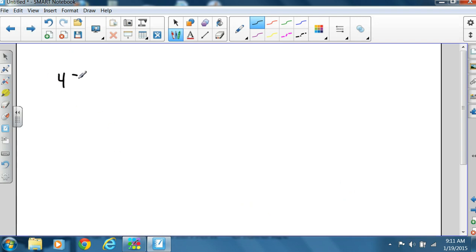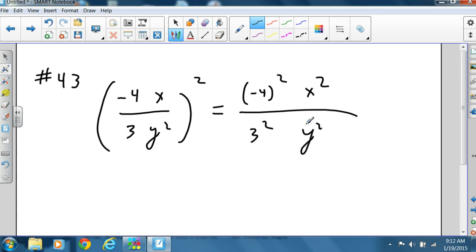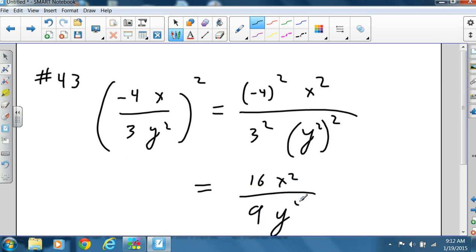43. Okay, so I've got minus 4x over 3y squared, the whole thing squared. All right, so I'm going to have a minus 4 squared and I have an x squared on top. I'm going to have a 3 squared and a y squared squared on the bottom. And I probably skip that step too. 16x squared over 9y to the 4th.